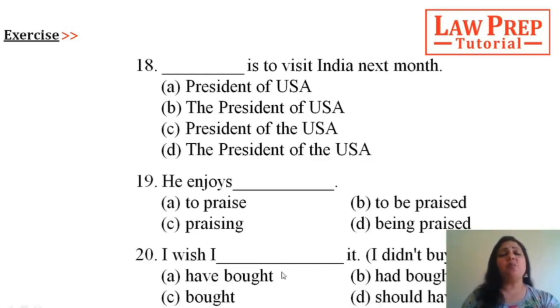I wish I bought it. So that means you are imagining something. I wish I should have bought it, or I bought it. We'll go for a simple past tense, and the answer C. I wish I bought it.